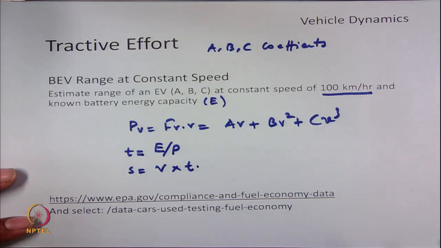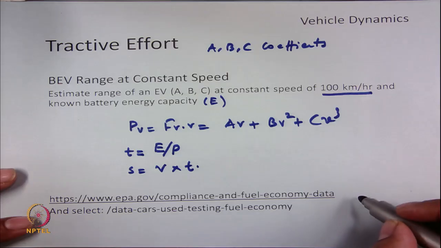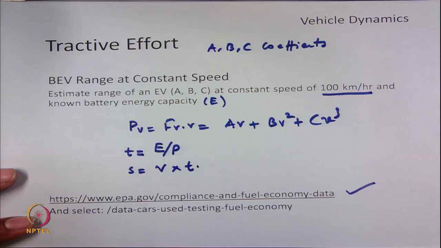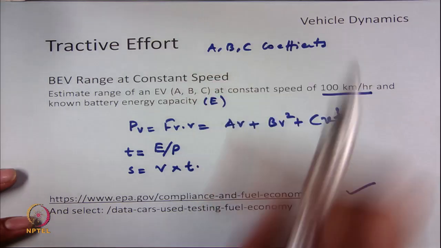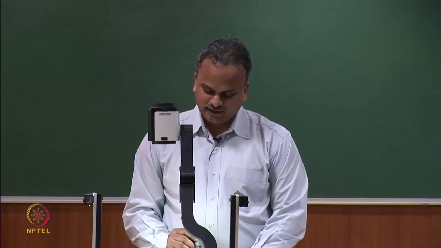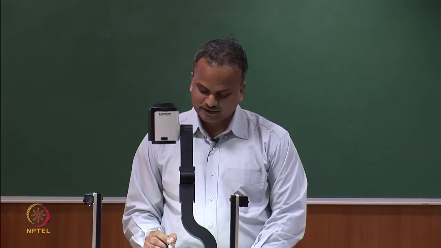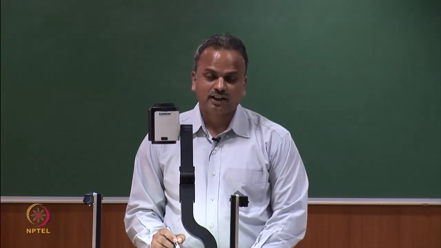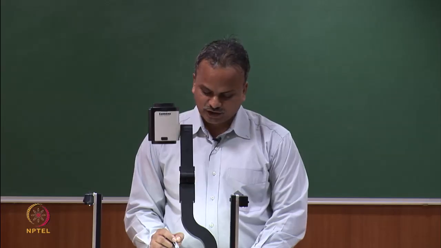A lot of data is available at the website epa.gov of the US government, where all the ABC parameters and all emission and fuel consumption data are available for each electric vehicle and hybrid electric vehicle. This is very handy data for any performance calculation. EPA stands for Environmental Protection Agency.